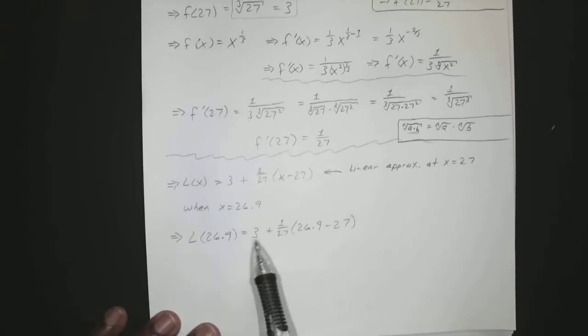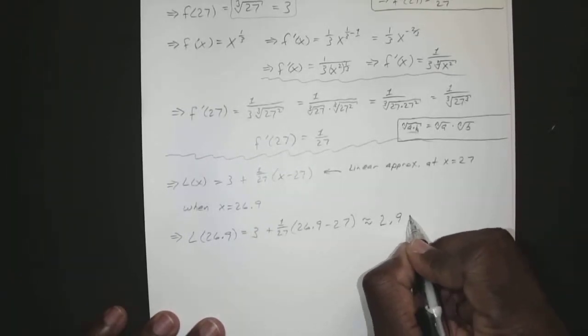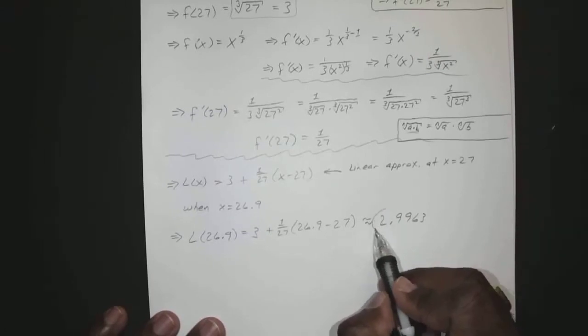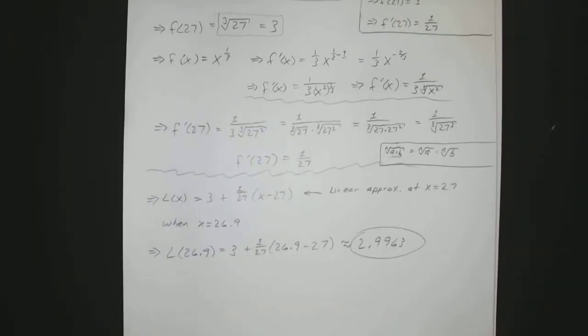All right, so this actually gives us 3 plus 1 over 27 times 0.1, which if you plug that into your calculator, gives you 2.9963. Bring that down here. Any questions on that one? I'll leave that up for a few more seconds.